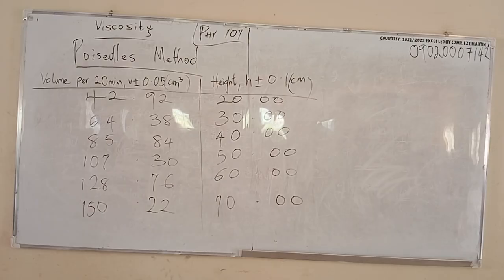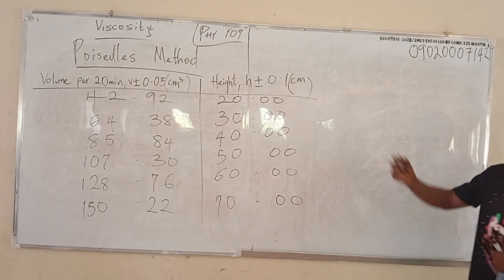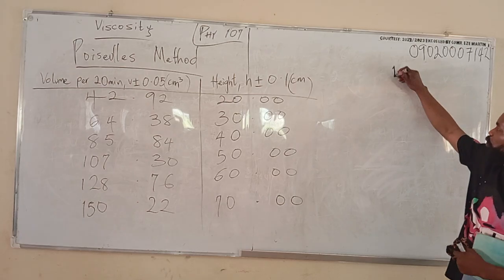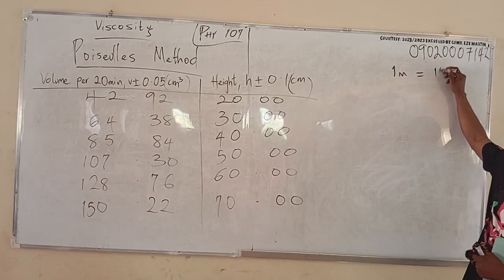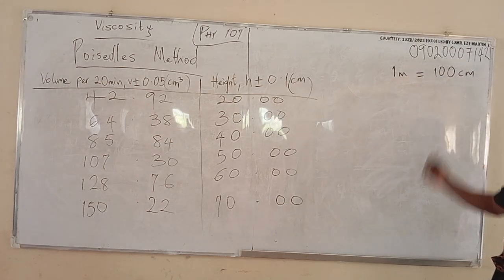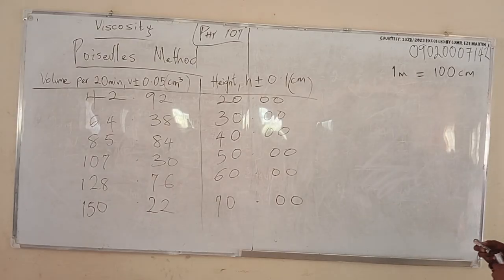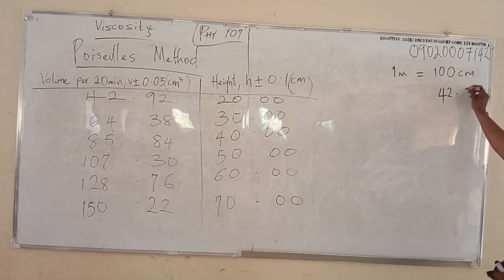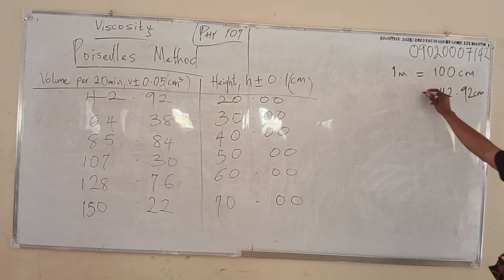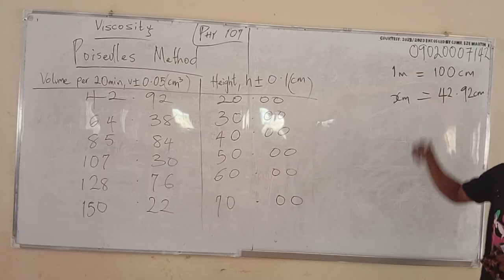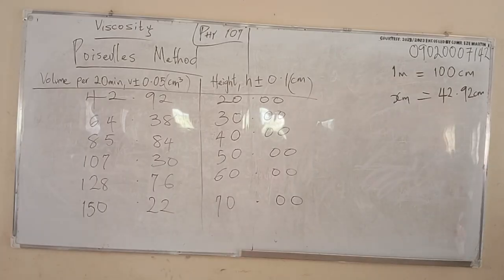So to convert this, what do I do? Do you remember that 1 meter is equal to what? 100 cm, right? Yes. That means 42.92 cm will be equal to x meter. I'm trying to teach this because our lecturers may not give you this explanation, so let's use this opportunity.